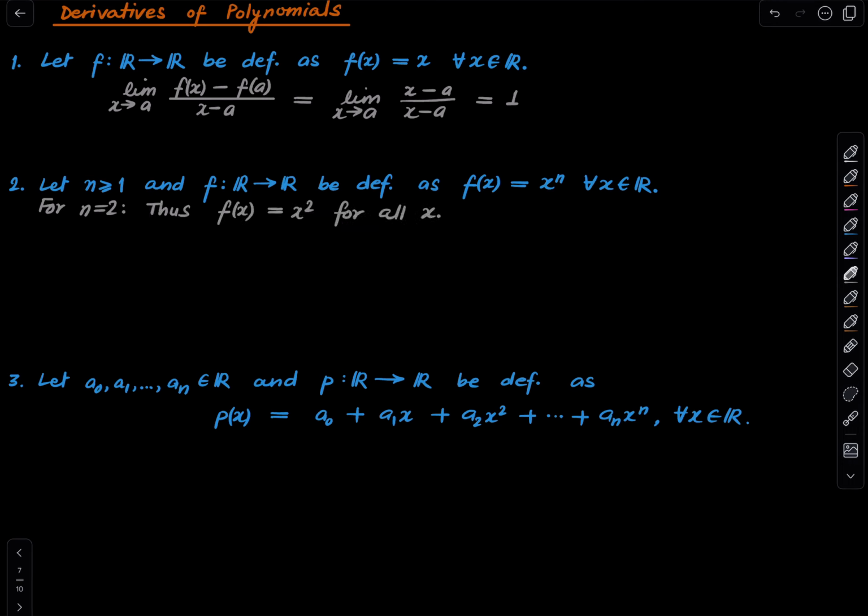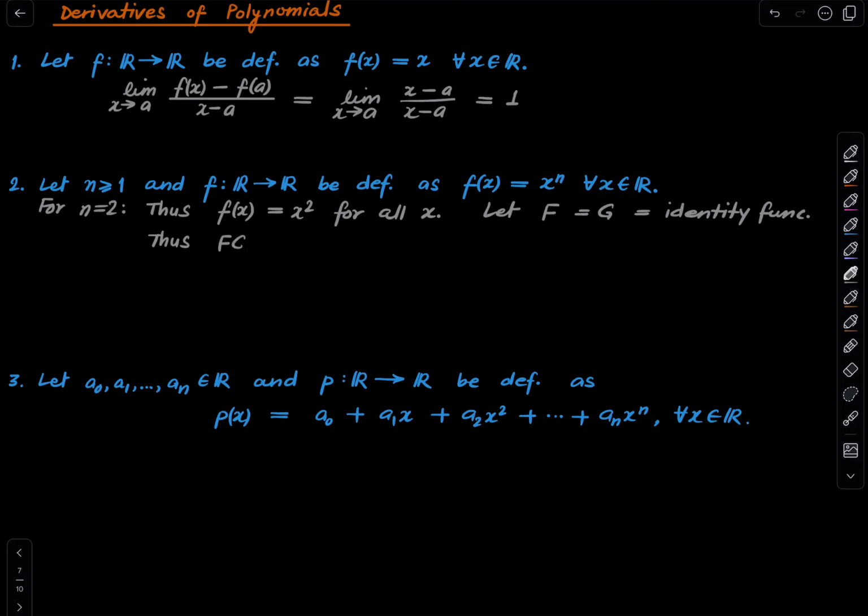We already have that, and now take, let capital F and capital G both be equal to the identity function, not f, the identity function. So the identity function is that one. So now what is f times g?